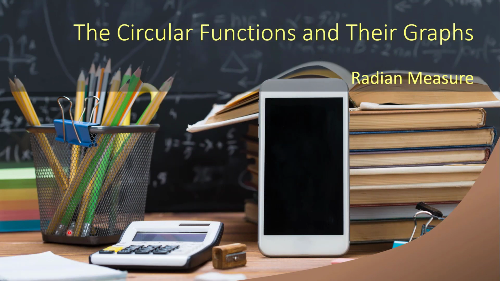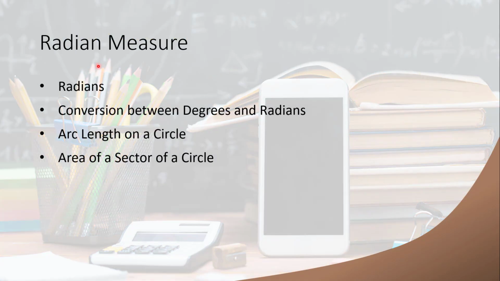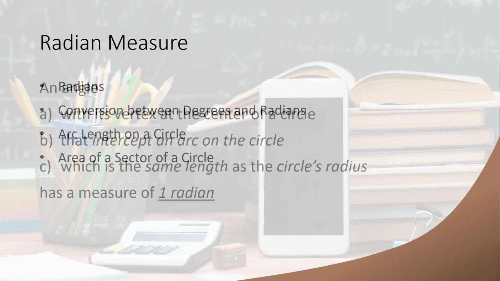Hi everybody, in this video we are going to go over section 1 of chapter 6, and we are going to discuss the radian measure. First we're going to introduce the concept of the radian. We're going to talk about how we can convert between radians and degrees. We will discuss how to use radians to compute the arc length of a circle and also the area of a sector of a circle.